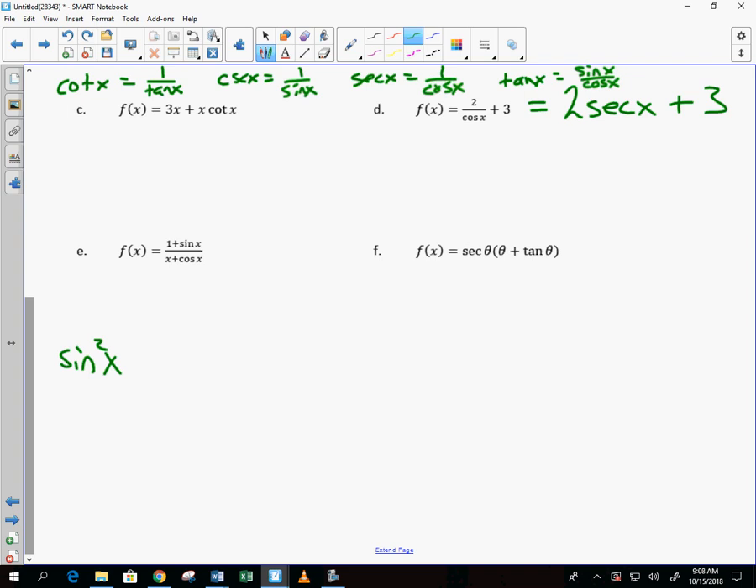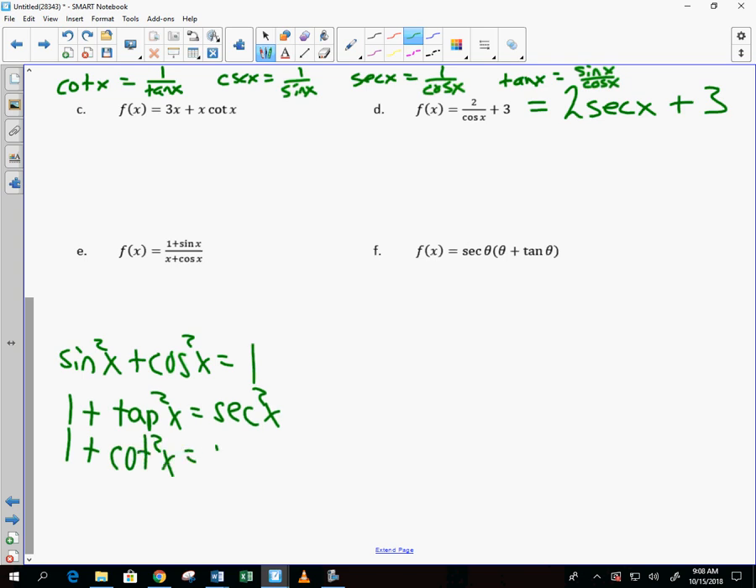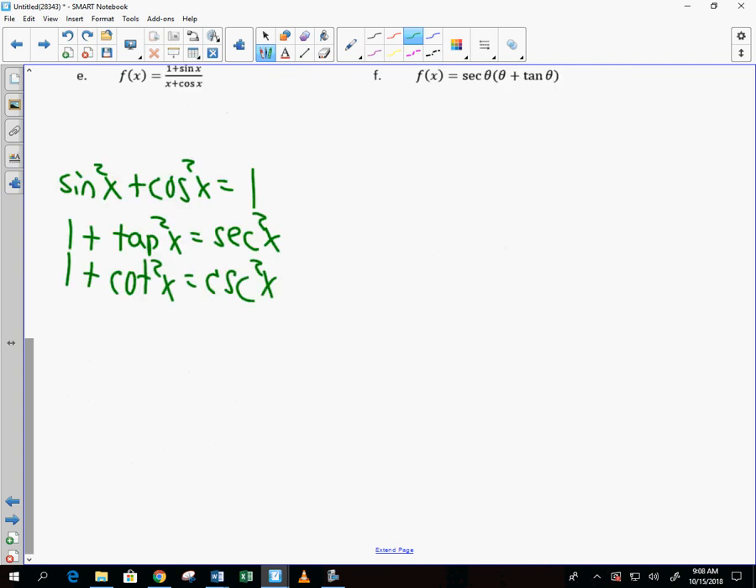So you also know that sine squared of x plus cosine squared of x is 1. And along with that, you also remember that 1 plus tangent squared of x is equal to secant squared of x. And you also remember that 1 plus cotangent squared of x is equal to cosecant squared of x. And of course, you would not forget your very important double angle identity, which is the sine of 2x is equal to 2 sine of x cosine of x.